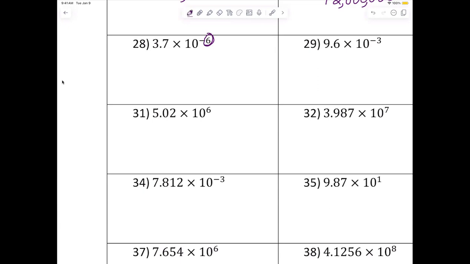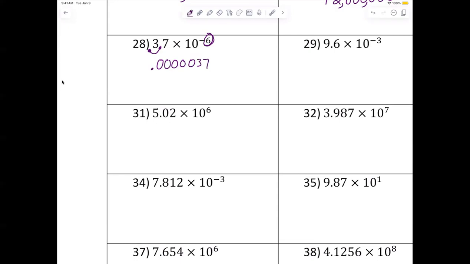So how many zeros do I need in front of the number? 5. The reason I don't need 6 is because I'm moving it once already. That counts for one of the spots. Is everybody with me on this? Now, I promise you it's super easy if you're listening. So how many zeros do I need in front? 5 zeros. 1, 2, 3, 4, 5, and then I need the number 37 with a decimal out in front.